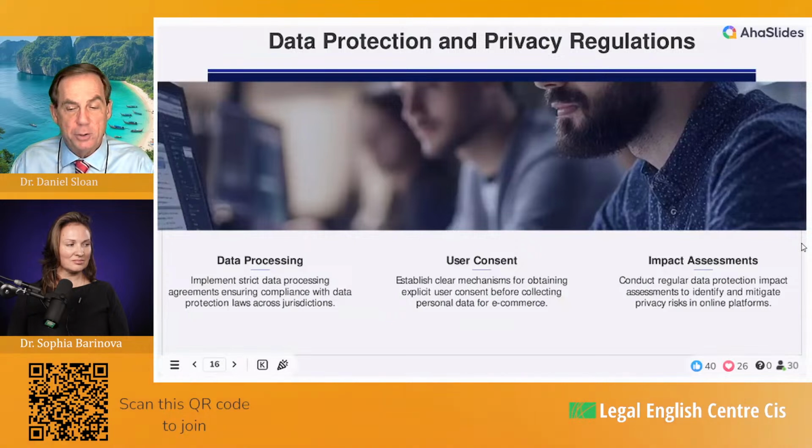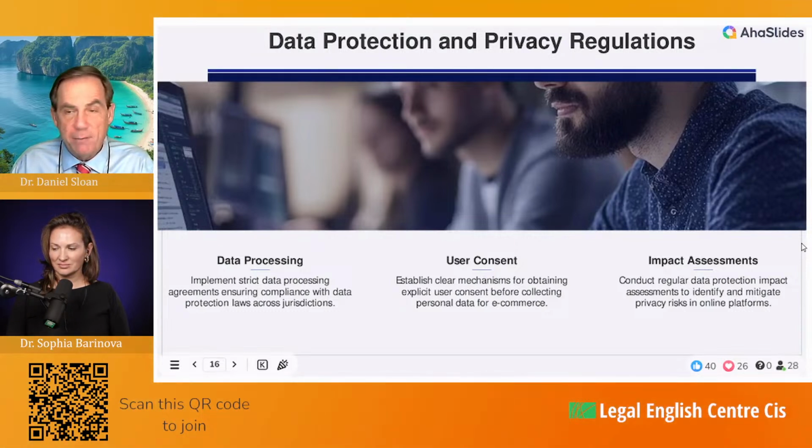For data protection and privacy regulations, that's what we were just discussing a moment ago. So, data processing: we want to implement strict data processing agreements to ensure compliance with data protection laws across jurisdictions. In America, we have very strong laws. I'm not sure what you do in privacy there in Russia, but in America, we like our privacy. It's part of our Constitution and part of our rights. So we're very proud of that, and we don't want to have people infringing upon that privacy right.